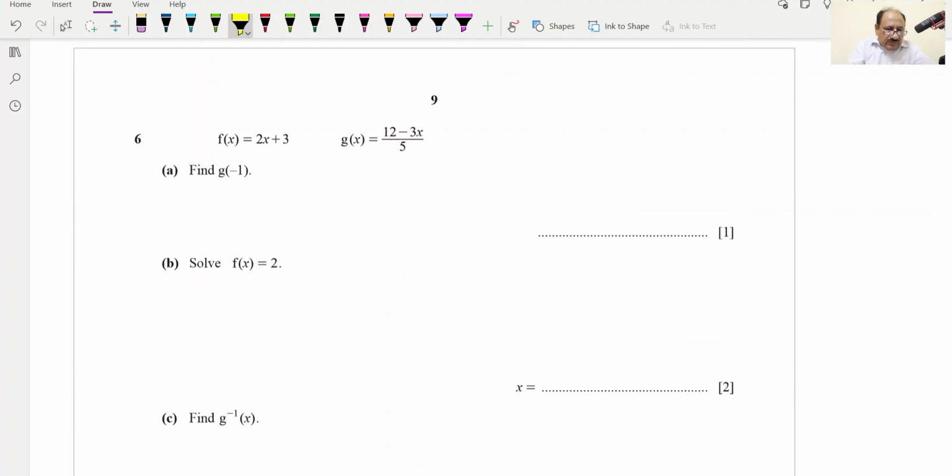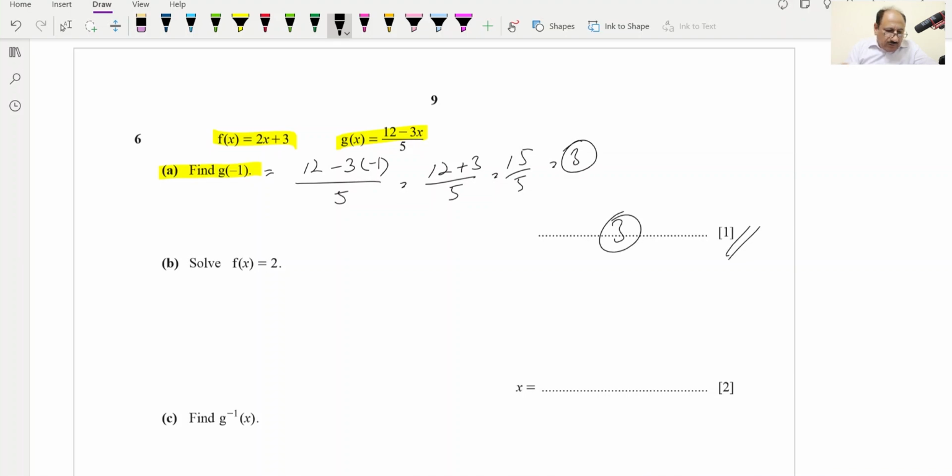Now question number 6. Question 6 is on functions. f of x and g of x are provided. We have to find g of -1, so this will be equal to (12 minus 3 into -1) over 5, and this will be equal to (12 plus 3) divided by 5, which is 15 over 5, which is equal to 3. So the answer will be 3 for 1 mark.